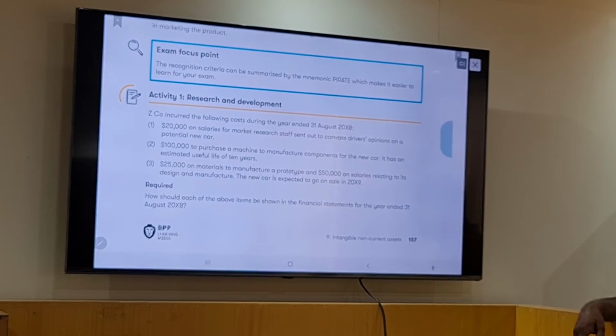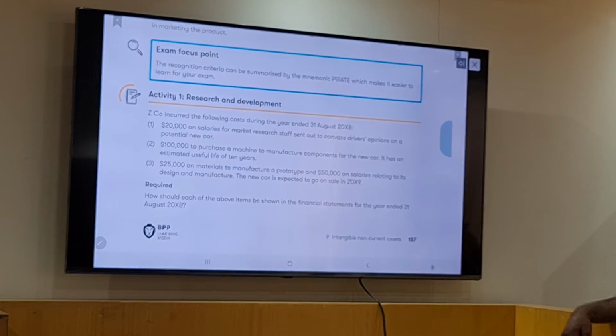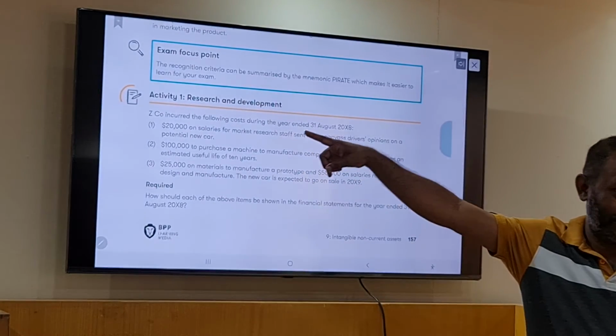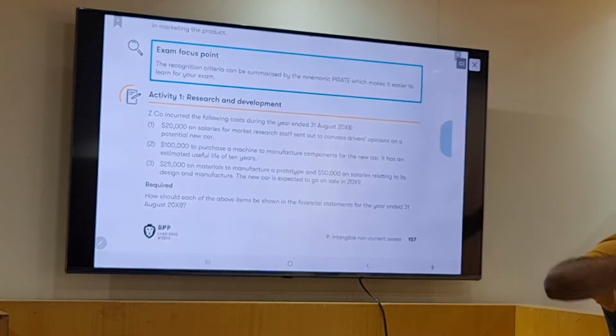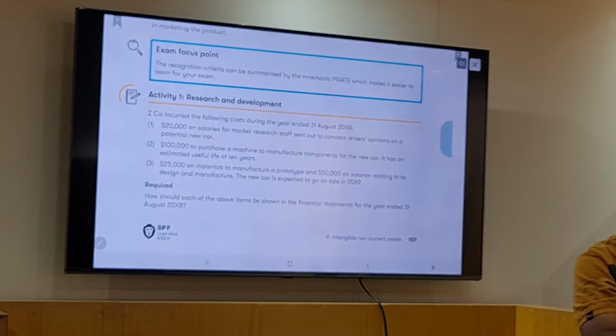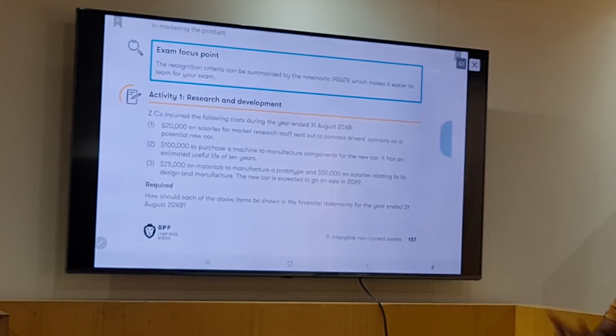First one, research expense. The company is doing research, but they are incurring some salary for market research, sending people to the market and asking questions, filling checklists and questionnaires. They are asking how to treat this. What is the accounting treatment? Would you get any benefit out of this 20,000 they spent? No benefit will come. So that has to be written off to the profit and loss account.